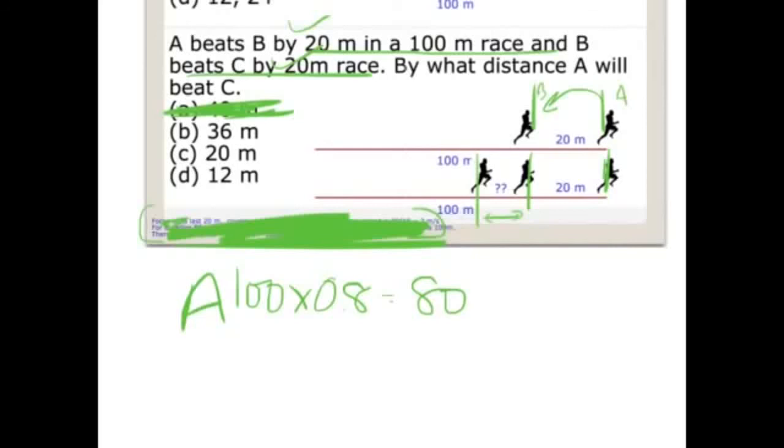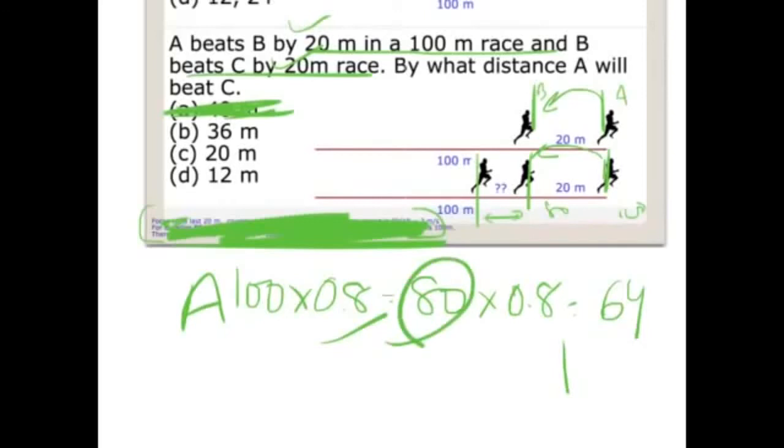So B is 80% of A. Similarly, C is 80% of B. Further 0.8, 64. So when A is 100, B is 80 from here, and C is 64. If the distance covered is 64, how much is remaining? 36. What I'm doing is converting this question into a question of percentages. Yeah, this is exactly the way I want you to try the question at home.